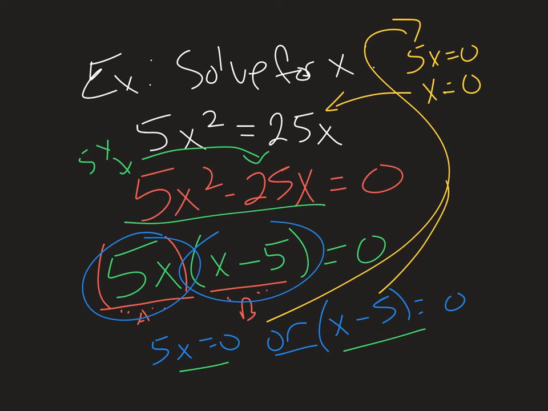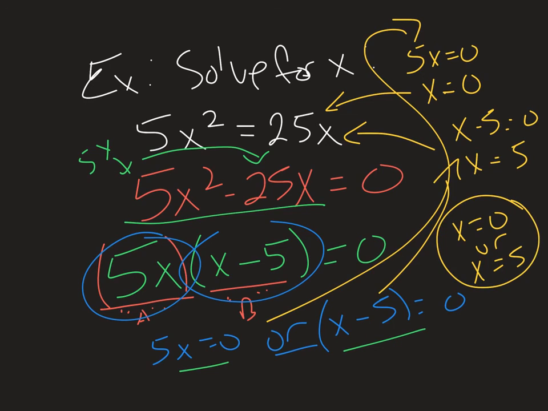And then I'm going to do the other one. So let's take x minus 5 equal to 0. Add 5 to both sides. x can be 5. And if I plug it in, 5 squared is 25, times 5 is 125, and 25 times 5 is also 125, so it works. So ultimately my solution would be x equals 0 or x equals 5.